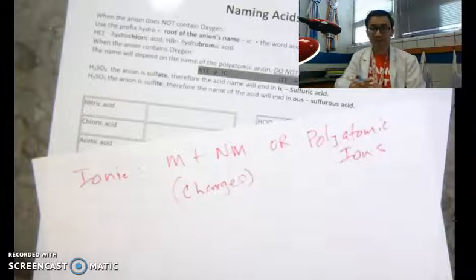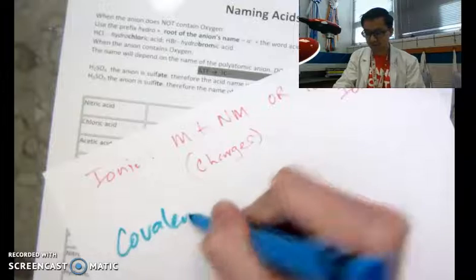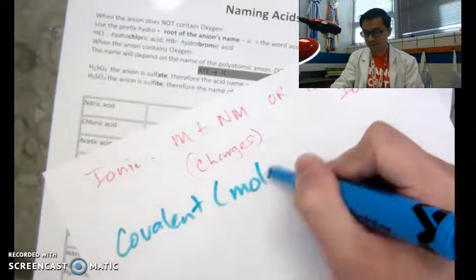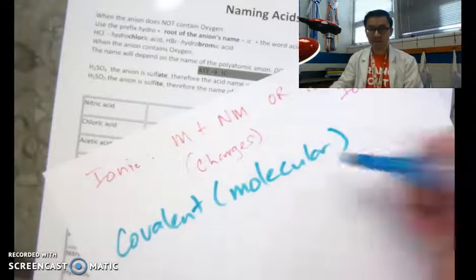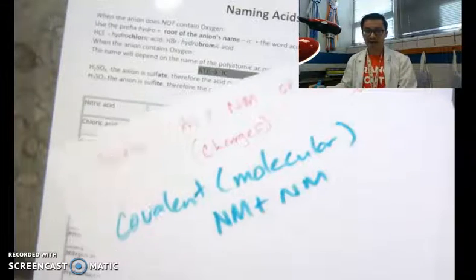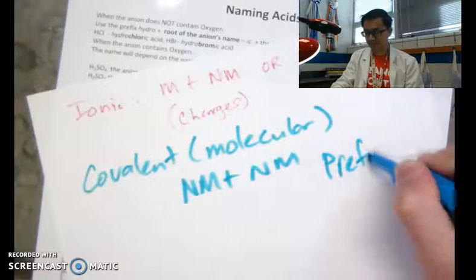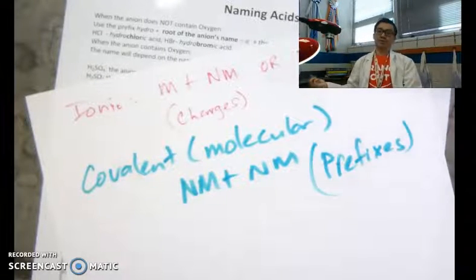And then the second one we just did is covalent, aka they form molecular compounds. This is between a non-metal plus a non-metal, and this is where we use the prefixes. So follow the rule for the prefixes.